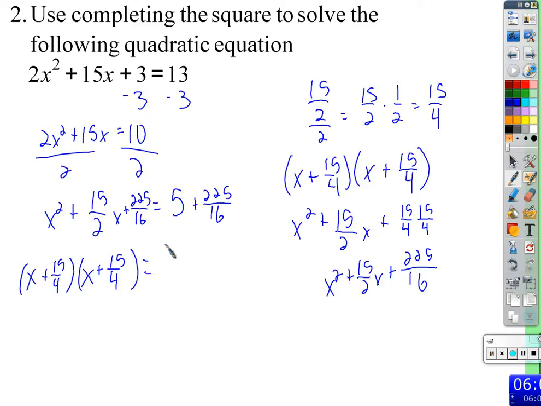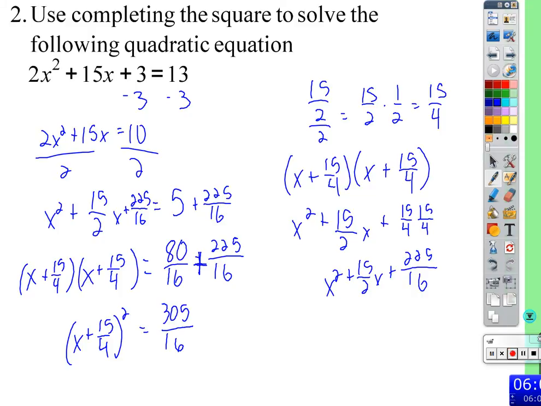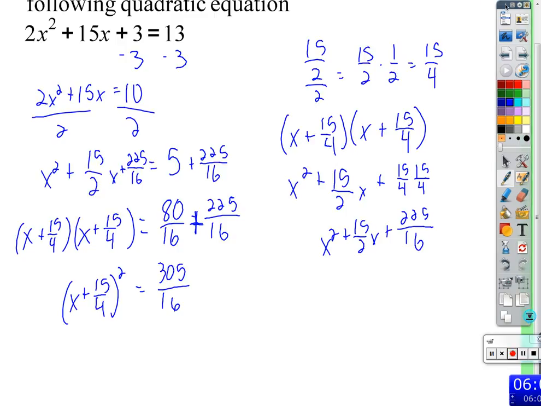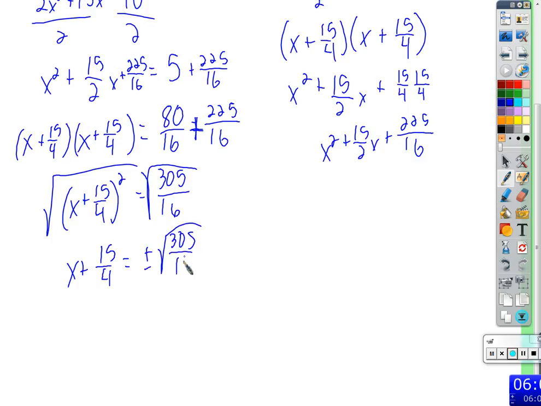So this is going to be 80 over 16, that's what 5 is, plus 225 over 16. So we get 305 over 16 equals x plus 15 fourths, squared. Take the square root of both sides. x plus 15 fourths equals plus or minus the square root of 305 over 16. x equals, we're going to subtract 15 fourths from both sides.